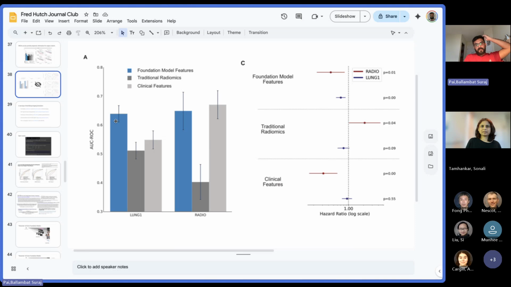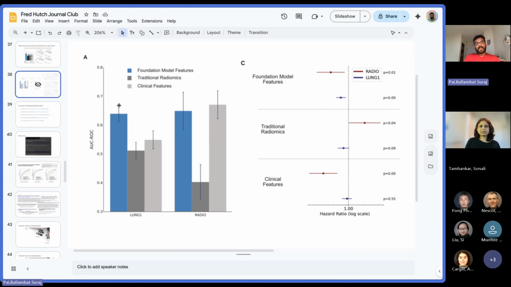But what we wanted to emphasize here is that foundation model features provide much better performance than the traditional radiomic features. And in some cases, like in radio, the clinical features are very comparable, even much better actually than the foundation model features. This makes sense because radio is more of a surgery cohort. So if you add TNM staging into a set of features for the surgery cohort, it makes sense that it would perform much better. Whereas for lung one, which is a radiotherapy cohort, you probably couldn't just base it on things like TNM staging, or there's more to it than just using TNM staging.